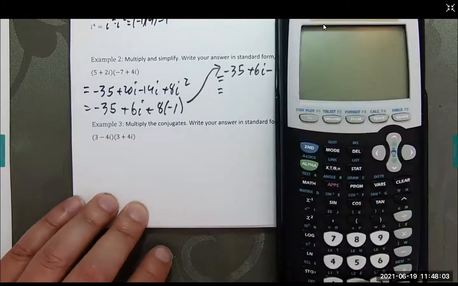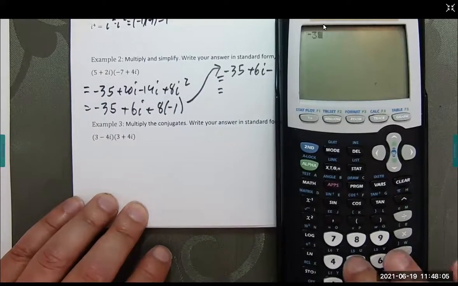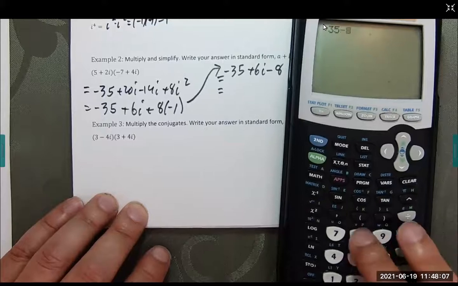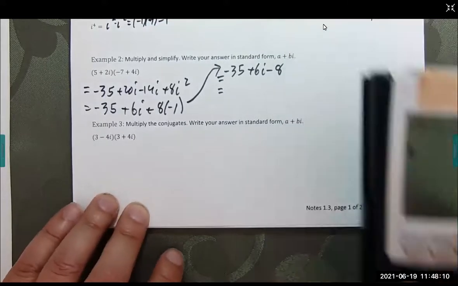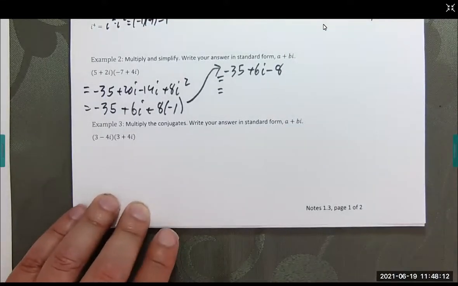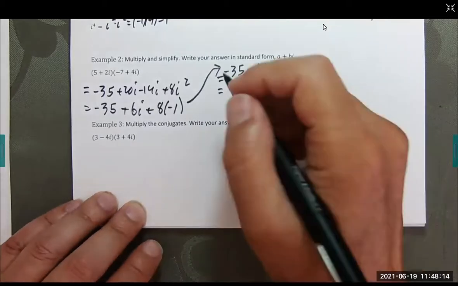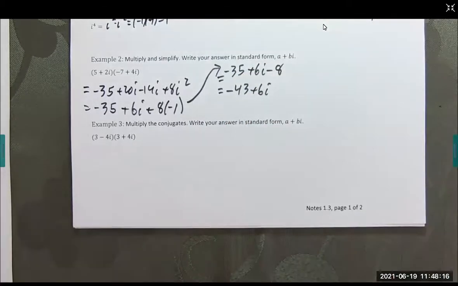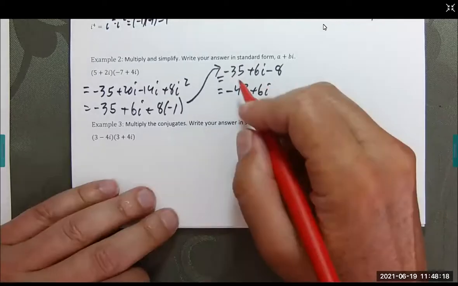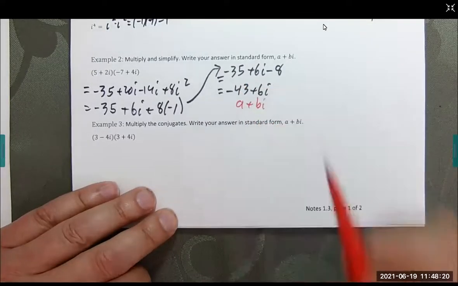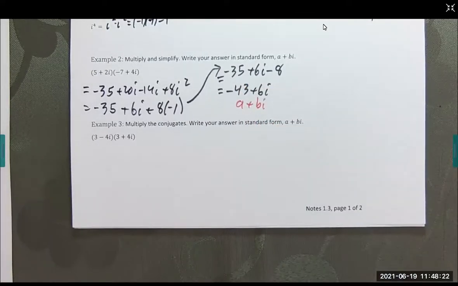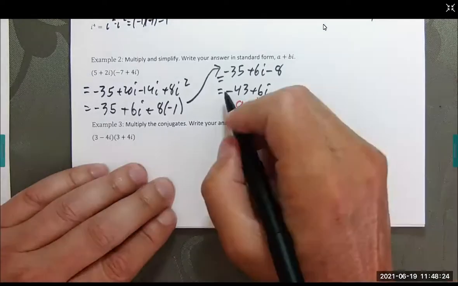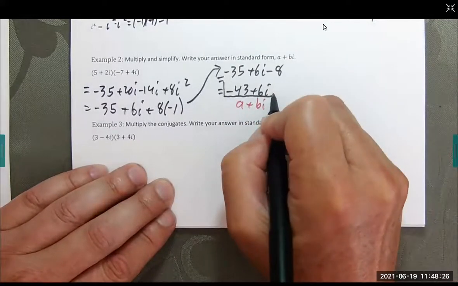And negative 35 minus 8 is negative 43. And notice I'm still in a plus bi form. That's why we don't write the I first, because we want to keep it in our standard form.